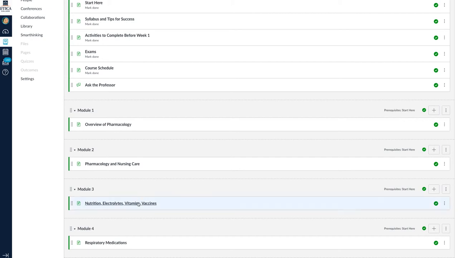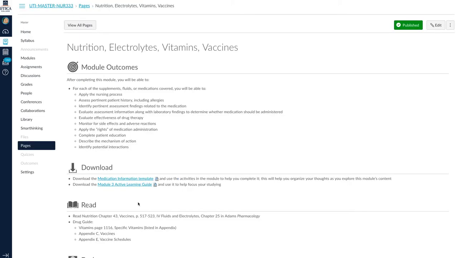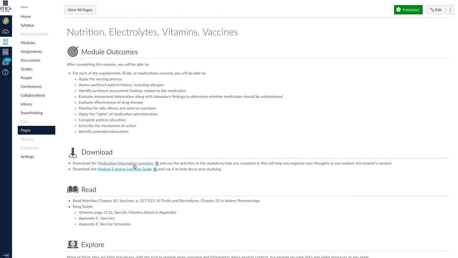So I'm going to skip ahead to module 3, where you're going to see a different type of worksheet, called the medication information template. These templates should be filled out by classifications, and then in that put the different drugs that go with the classification. Those templates are really meant to have you take your Adams book, your drug guide, and other resources and fill them in on the key information.